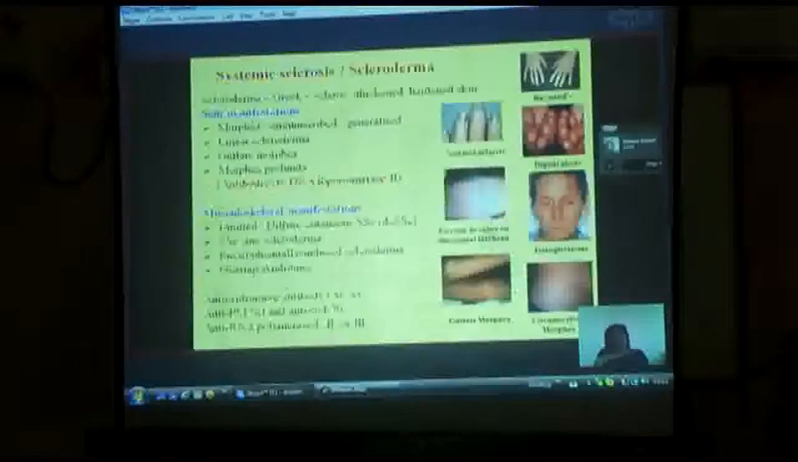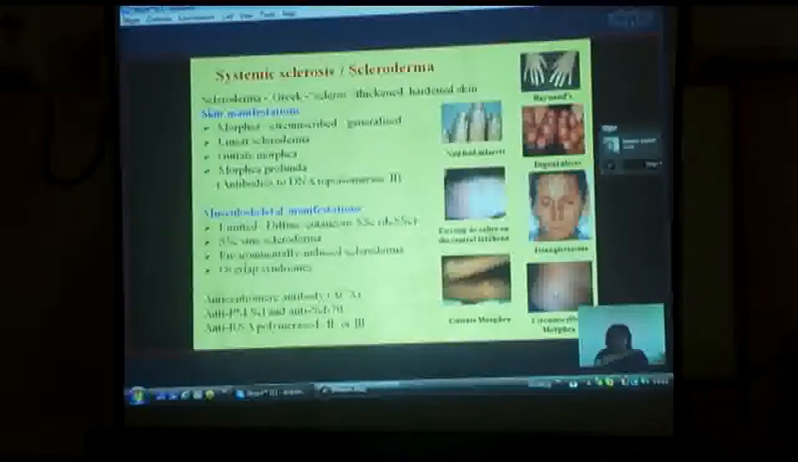Systemic sclerosis, again, has multiple skin manifestations that we see in these patients. Scleroderma, the word came from the Greek word scleros, which means thickened, hardened skin. The skin manifestations are morphea, which can be either circumscribed or generalized. Here's scleroderma in which the morphea is the linear form. En coup de sabre, which is seen on the central forehead like a cut with a sword, is also a form of linear scleroderma. They can present with nail fold infarcts or Raynaud's.